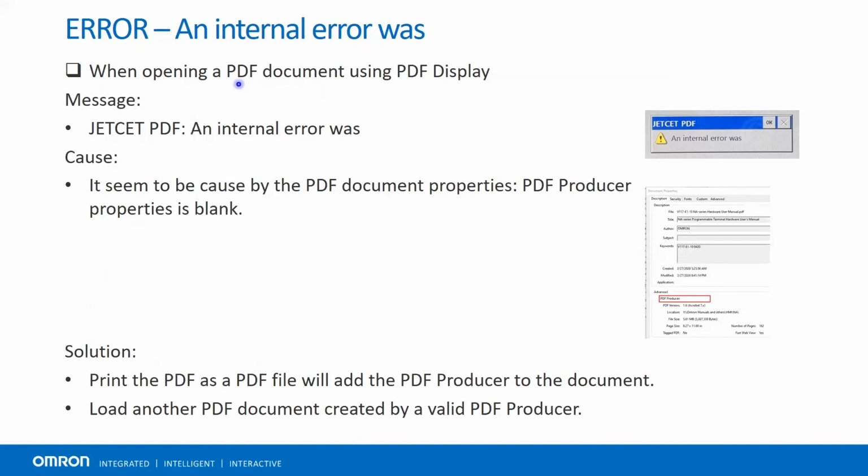Internal error. This happens when trying to open a PDF document using the PDF display. This is the error message. The cause seems to be the PDF document properties: the PDF producer property is blank. The solution is to print the PDF as a PDF file, which will add the PDF producer to the document, or load another PDF document created by a valid PDF producer.